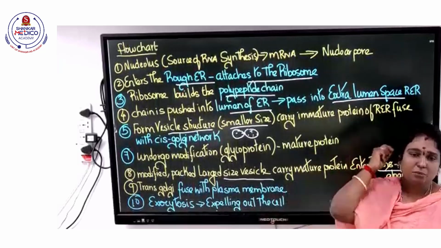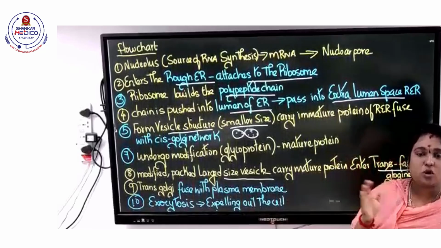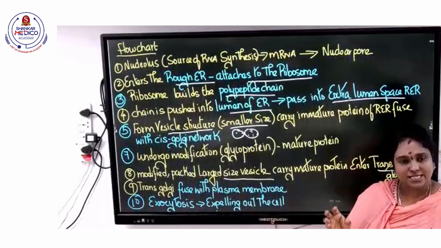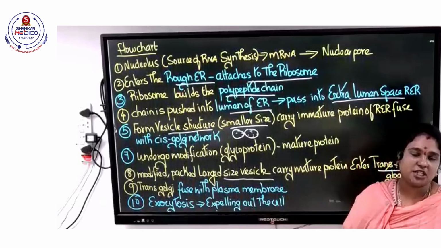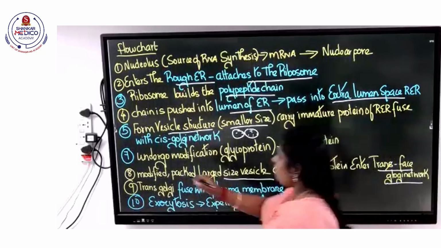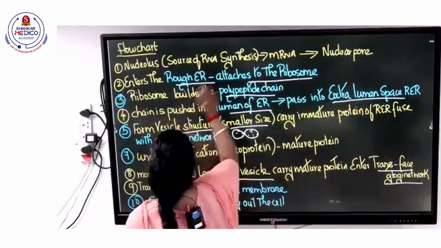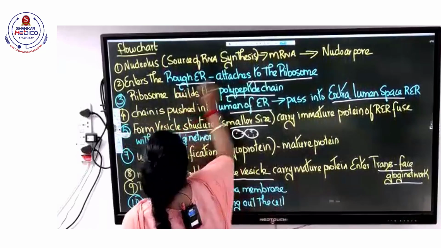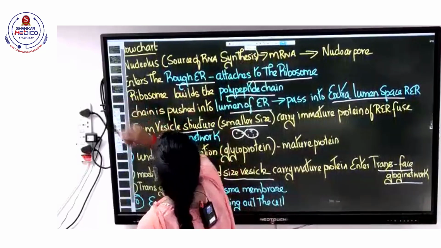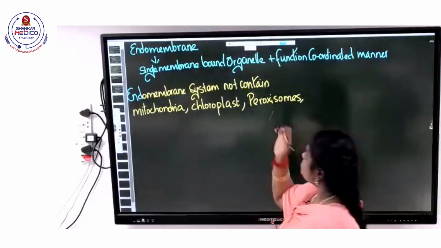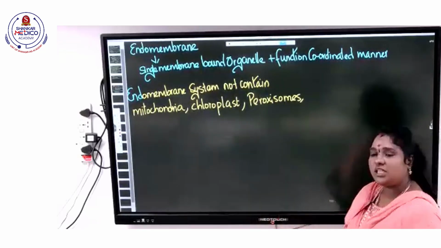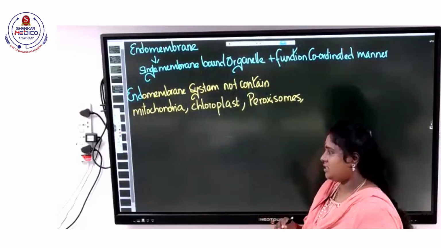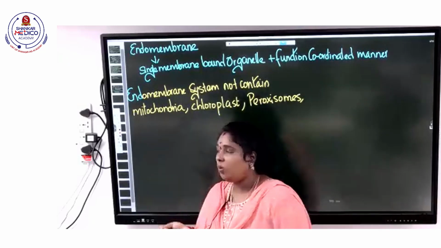So what is an endomembrane system? It has many organelles bound by a single membrane, and they do their function coordinatingly. That was given in the next slide. I have written it in the next slide of this topic. Endomembrane systems are bound organelles, and they function in a coordinated manner.